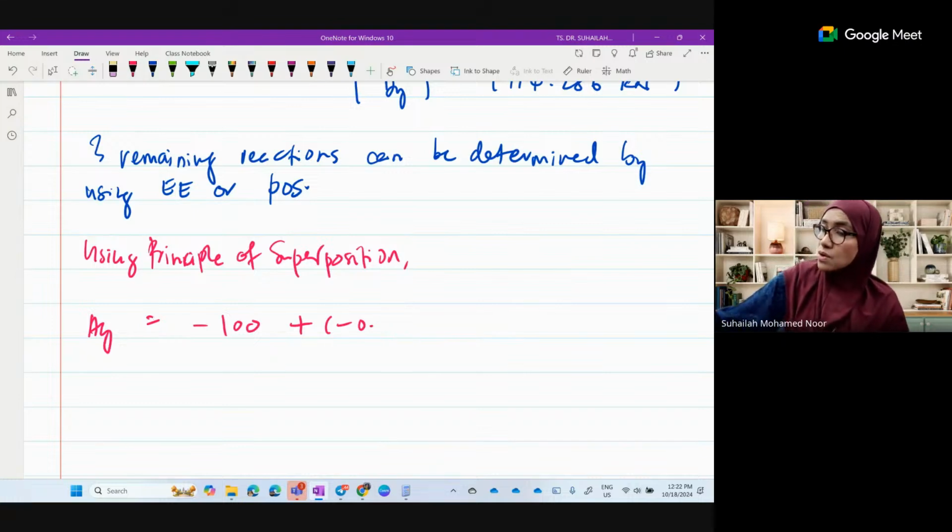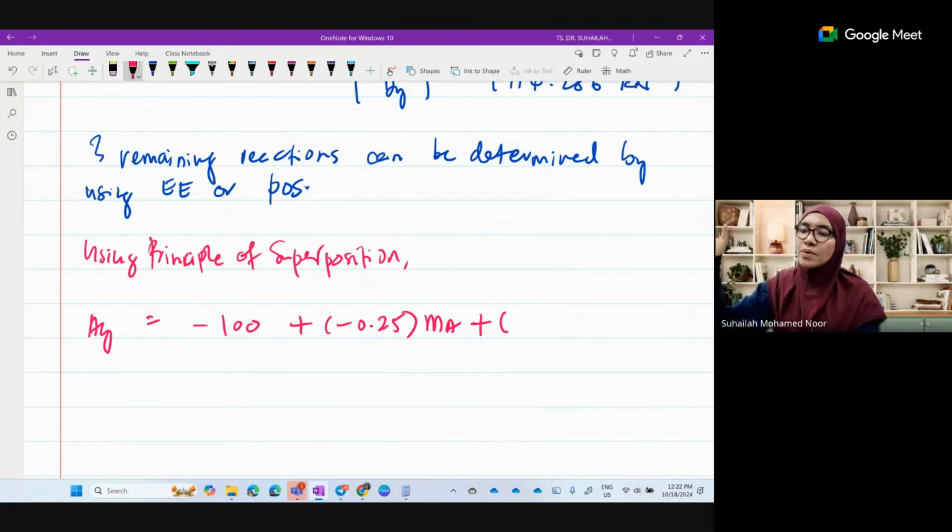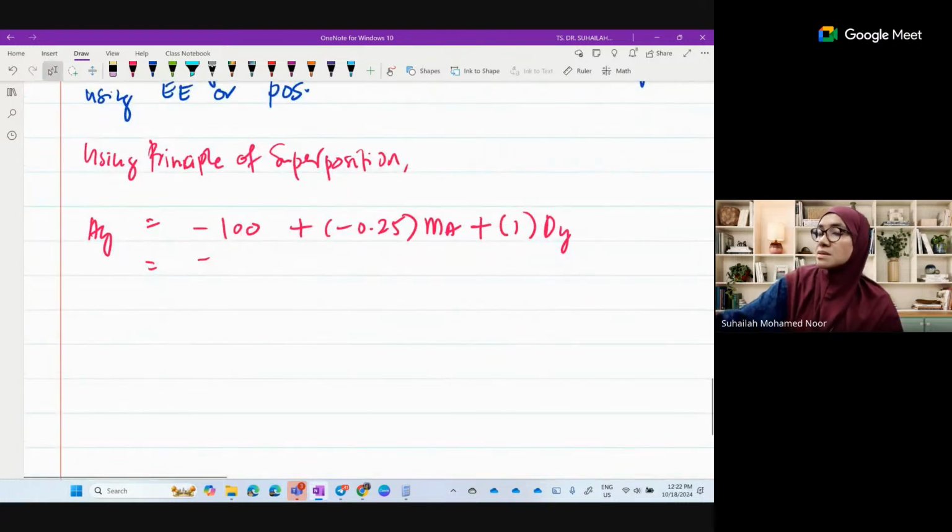Yang ni redundant number 1 kan? Redundant number 1 kali dengan MA, plus AY for redundant number 2, 1. Ini kali dengan dy. Okay, so gantilah nilai itu dalam ni kan. Tak payah tulis lah, cuma nak tunjuk for first step.